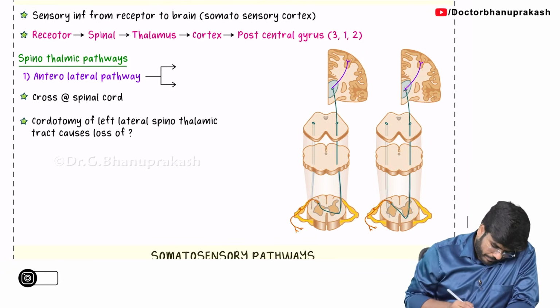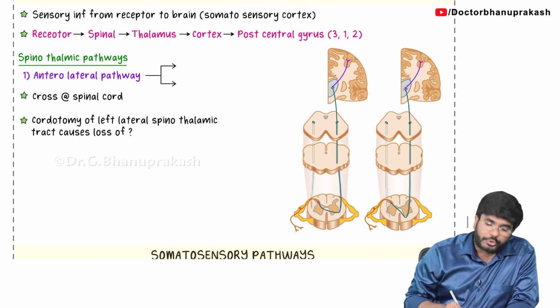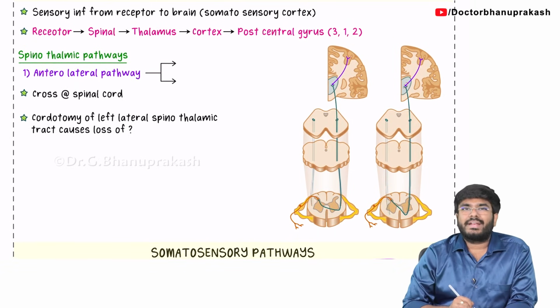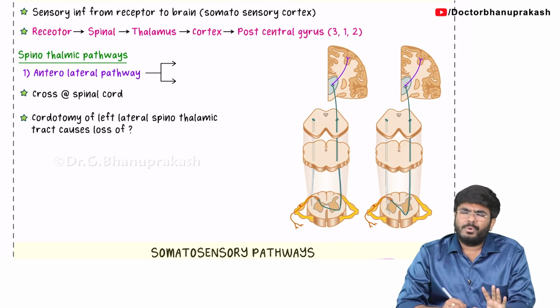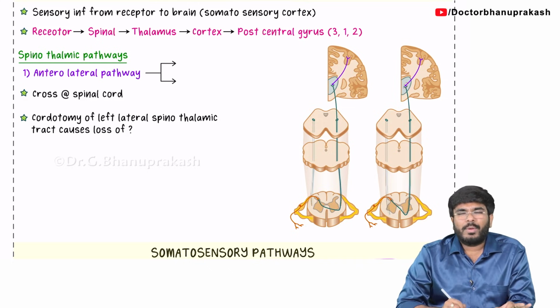Look at here. I have taught you that there are two types of ascending tracts. What are the two types? One is called the anterolateral pathway and the other the dorsal column pathway. First, I will be explaining the anterolateral pathway. Don't worry, I will go slowly, point by point.